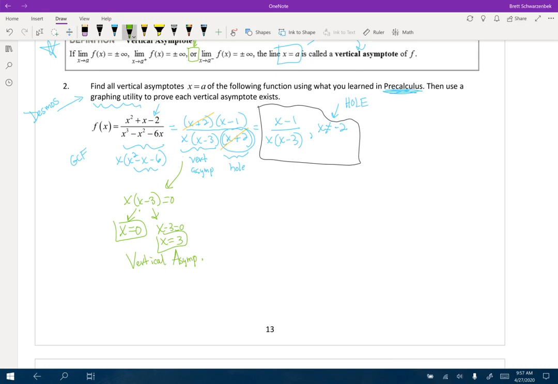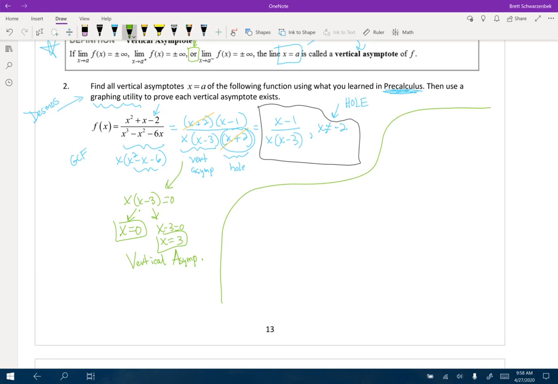Now, they didn't want the hole, but it's important that I point it out so that if you get a problem at some point, you're adding them to your picture. But the whole point of the problem was to show the vertical asymptotes using pre-calculus, and we did that. That's done. The second part of the problem is using technology in order to prove that these limits are what they are. So what do we need to do in order to do that?